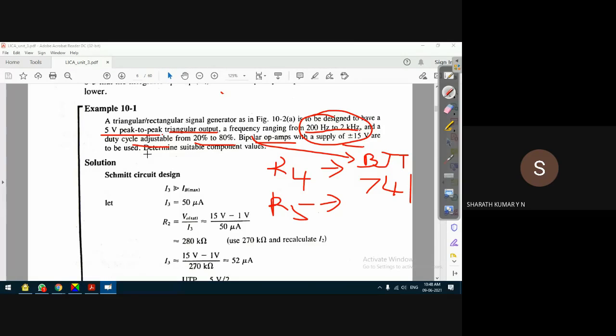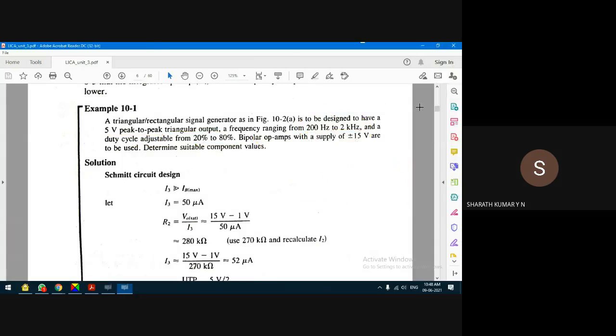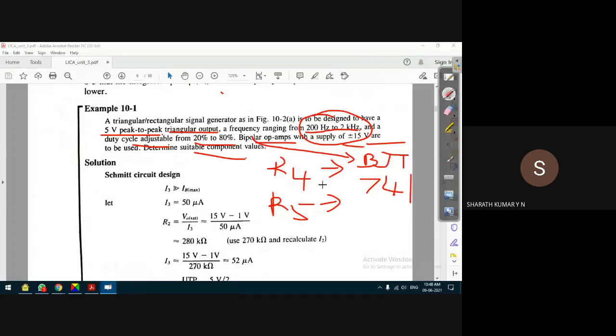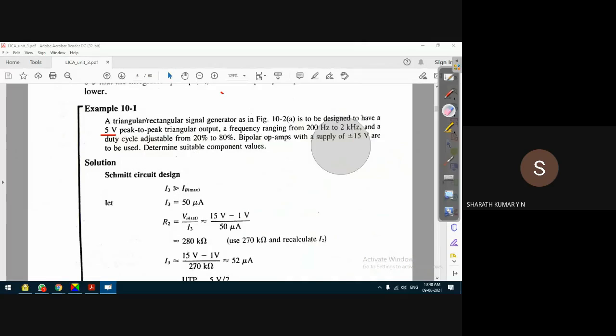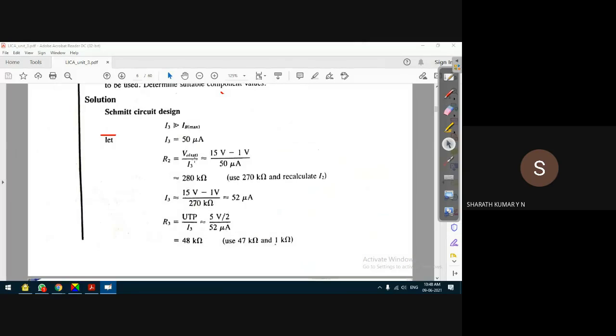So what are to be used? Determine the suitable component values. So what are the factors we have to find out? We have to calculate, we have to design or select R4, R5, R6, R7, C1, and D1 and D2. This is also important, D1 and D2. Without D1 and D2, the circuit doesn't work as a frequency duty cycle adjustment circuit. Okay, here we go.